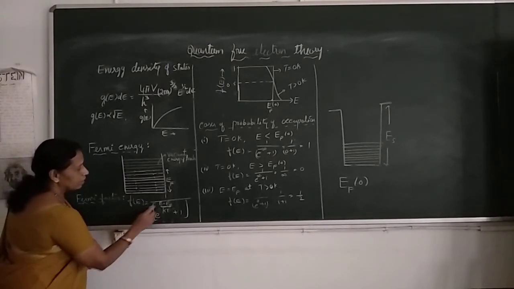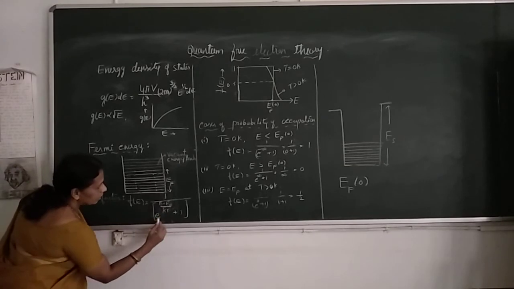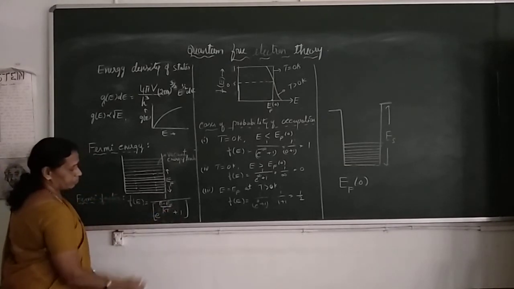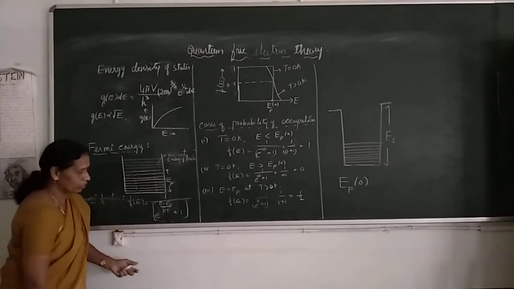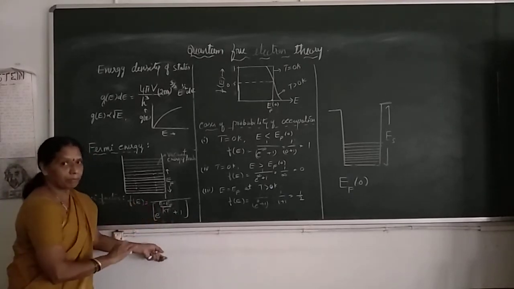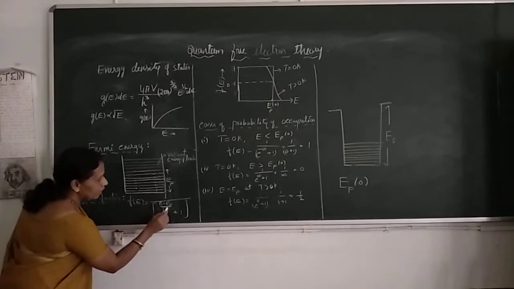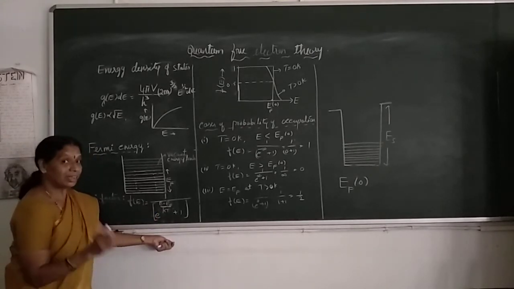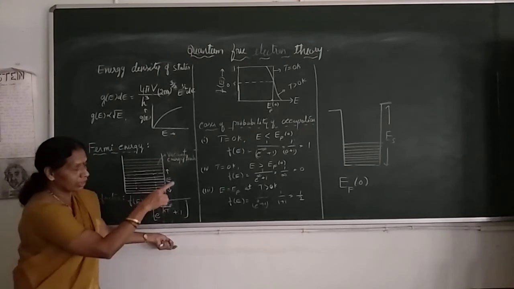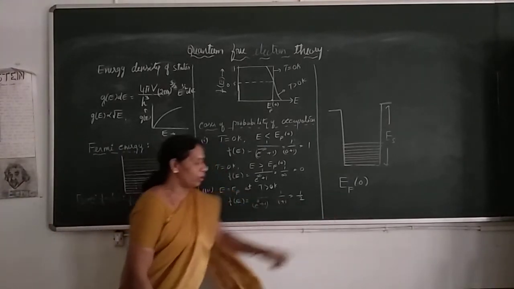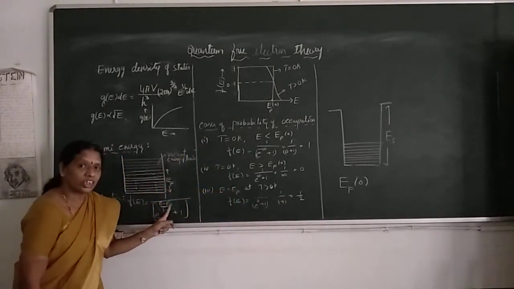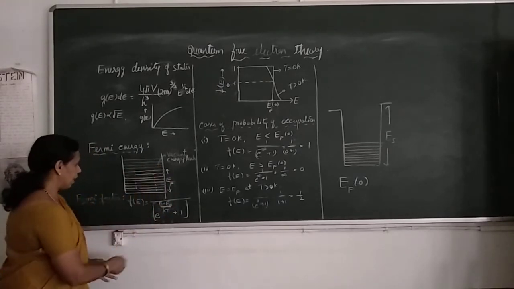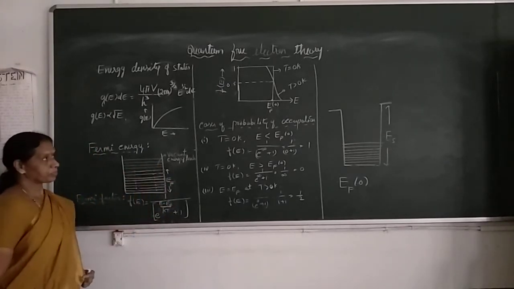F of E is nothing but 1 by e to the power (E minus EF) by kT, plus 1, where k is the Boltzmann constant, T the equilibrium, steady temperature, and EF is the Fermi energy. That depends on the temperature. At absolute zero, it is called the Fermi energy, EF of 0, or the energy corresponding to the maximum, highest filled level. And this is about the Fermi factor.